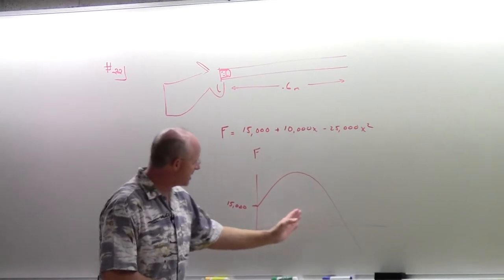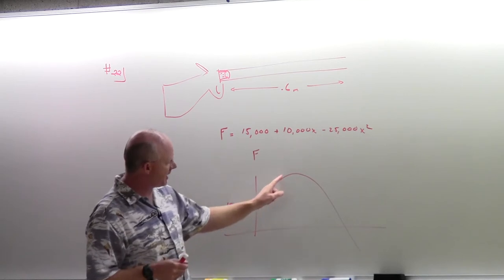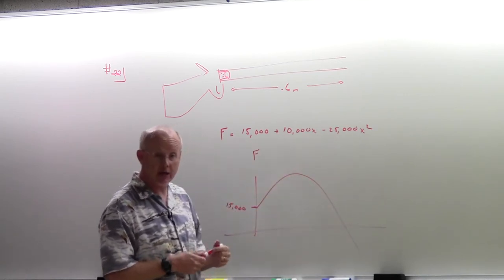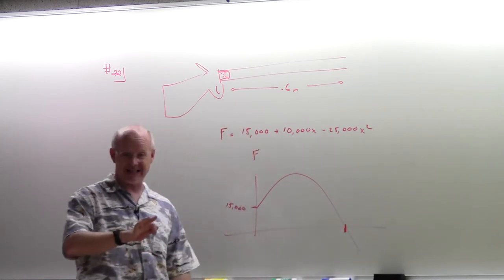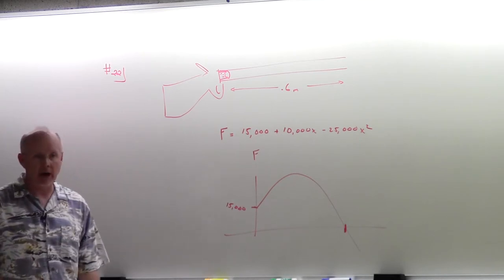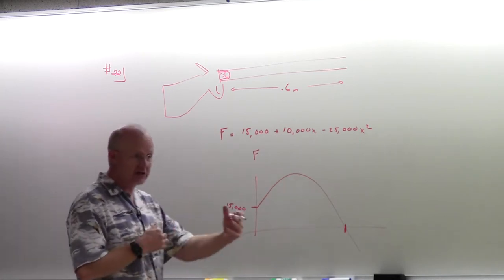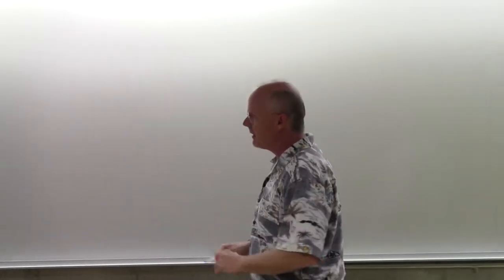Where is 0.6 meters on here? I'm not sure. I do know that it always has a positive force and an acceleration until it gets here. So if I was trying to get this bullet to go as fast as it can, that might be a good length for my barrel. I'd get all the force I could, all the acceleration I could from my expanding gases. And at that length, whatever that length is, the bullet's going as fast as the expanding gases. Anything more than that doesn't do me any good. So that's probably the best length of the barrel.